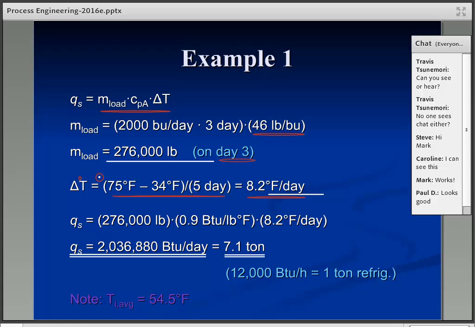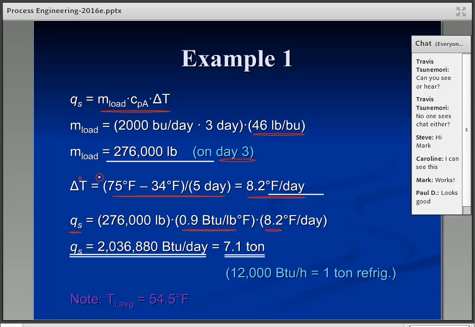And so then we've got the two terms to calculate the sensible heat load from the apples. 276,000 pounds times the specific heat capacity, which was given as 0.9 BTUs per pound degree F, and the rate of 8.2 degrees per day. That comes out to about 2 million BTUs per day, the amount of refrigeration being required on day 3. You can imagine the day before that was lower because only 2 days worth of apples were in there, and over the 10 days of harvest, that number is going to go up and up if we were calculating the entire design problem.